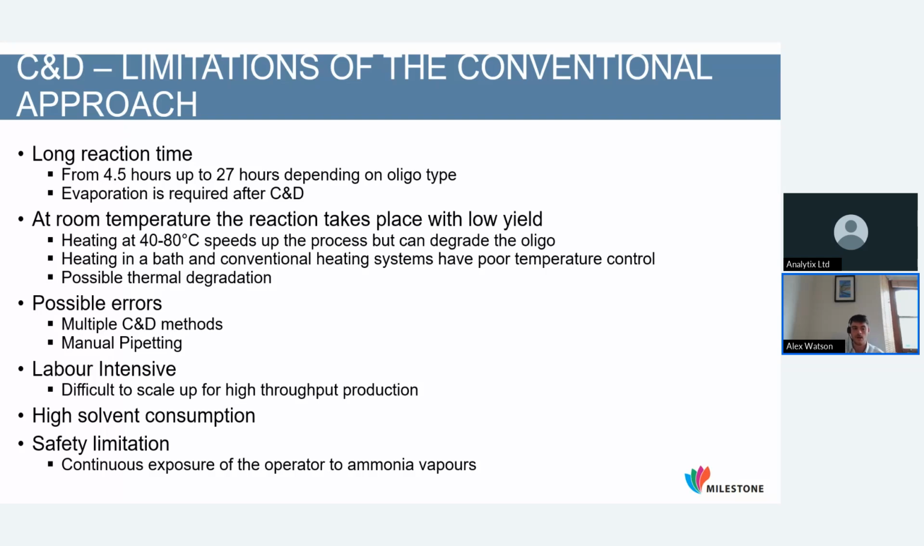It takes up a lot of C&D reagent. We're having to physically soak the oligos in reagent, so it uses a lot of that, which is not a cheap approach. There's also a lot of safety limitations. If you imagine we have these particularly nasty chemicals, ammonium hydroxide, for example, in a conventional heating bath at say 70 degrees overnight, your user's continuously exposed to ammonia vapors, and it can be really dangerous.